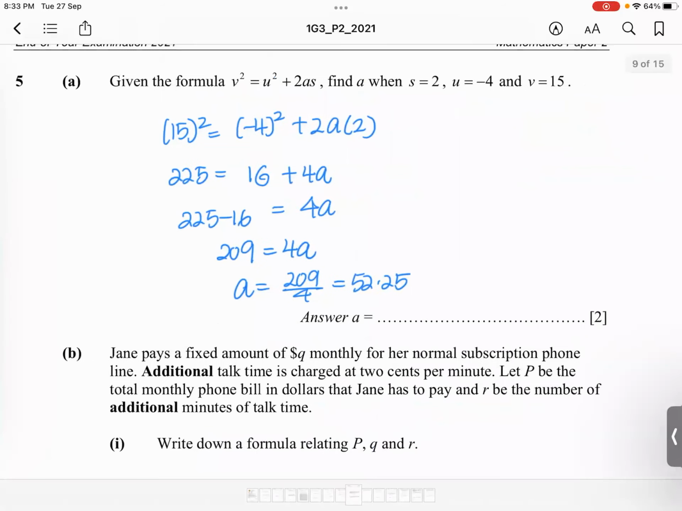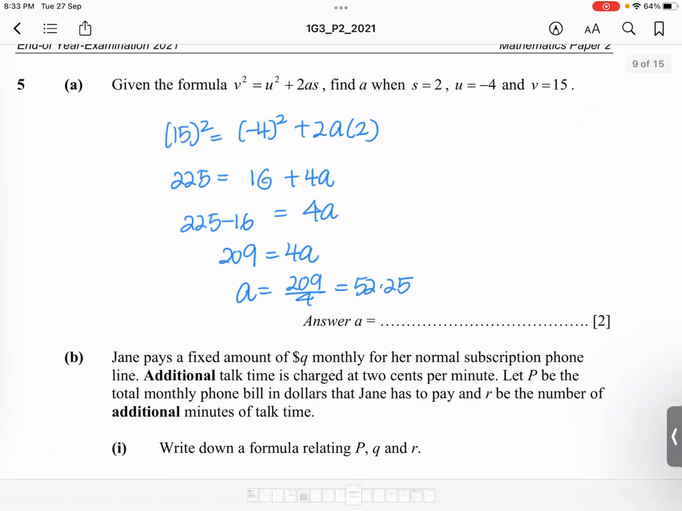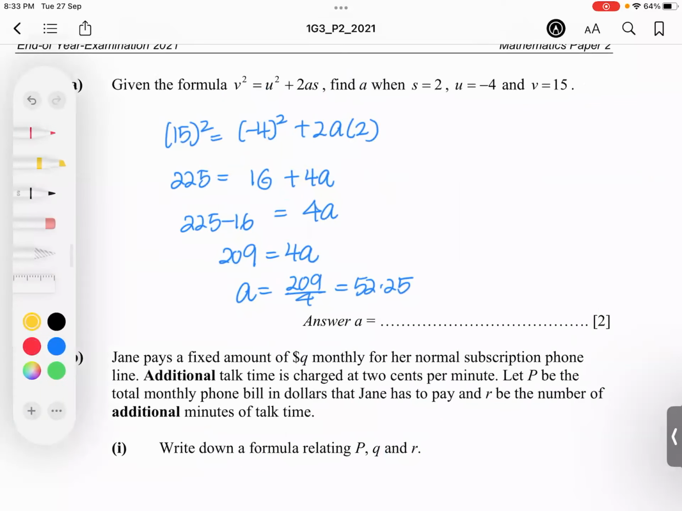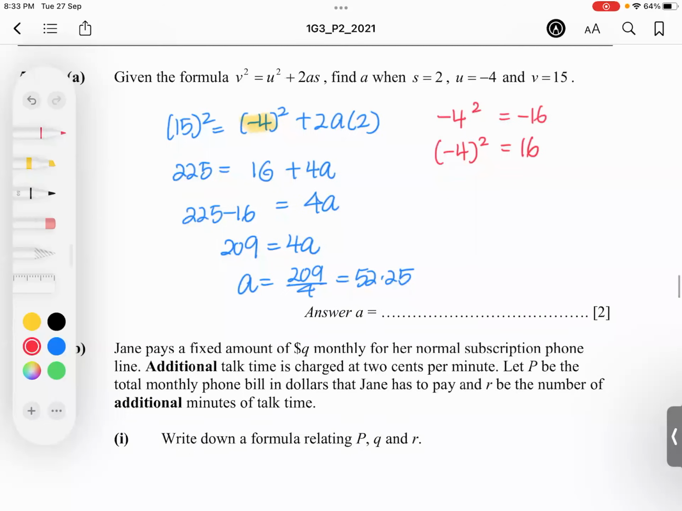This one, question 5a, plug in the number, something to highlight over here. This one, -4 whole thing squared. Please, when you put -4 square and you write -4 whole thing square into your calculator, the calculator will give you a different value. So adding the brackets is very important. If you are not sure how to do it, put brackets around everything, then plug in the numbers, then you work out your answers. Okay, next part.